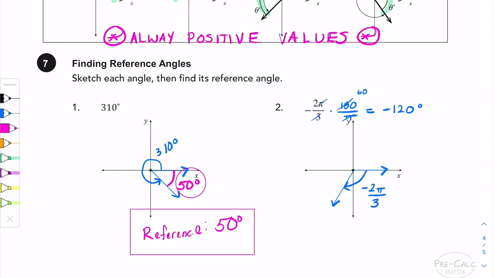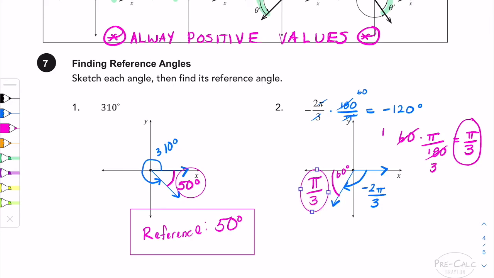So our reference angle is going to be this angle that returns back to the negative x-axis, which I know for the time being is 60 degrees, but I need to convert 60 degrees back to radians for my final answer. When I do that, my solution is pi over 3, and that there is my final answer.